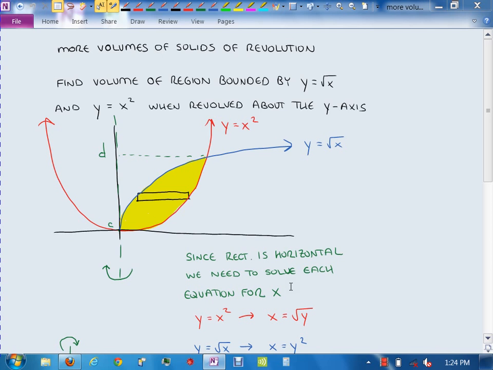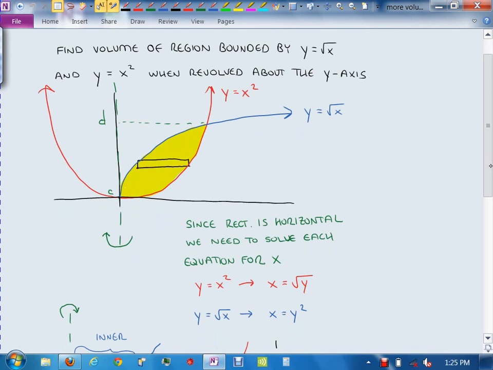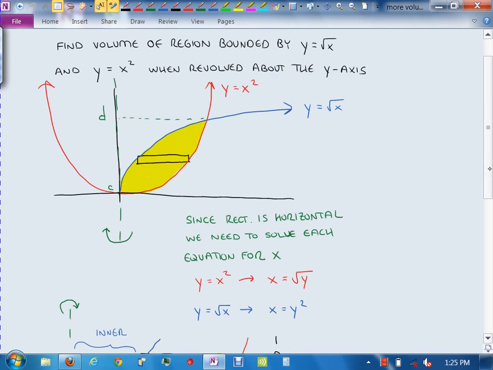Okay. So since the rectangle is horizontal, we need to solve each equation for x. So I take my y equals x squared, take the square root of both sides, and I only have to use the positive one, not the negative one. Why? This was the original problem, right? y equals x squared. Here's my region. When you do it this way, x equals plus or minus root y would have given you plus root y is this one, minus root y is this one. So you don't really need the minus root y to get your region.